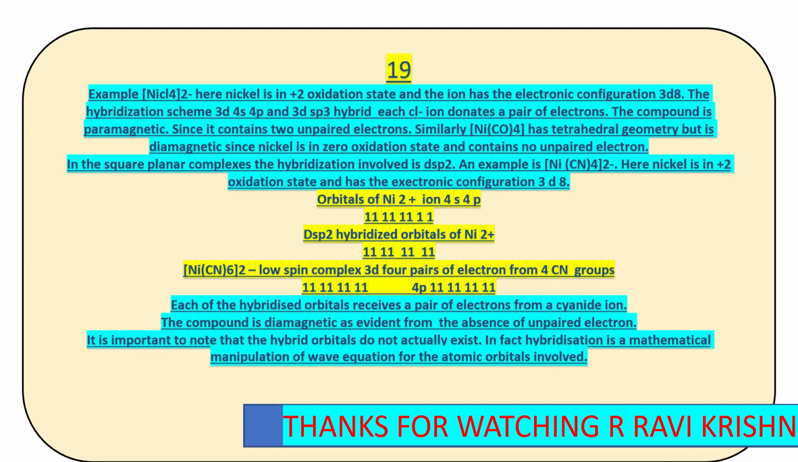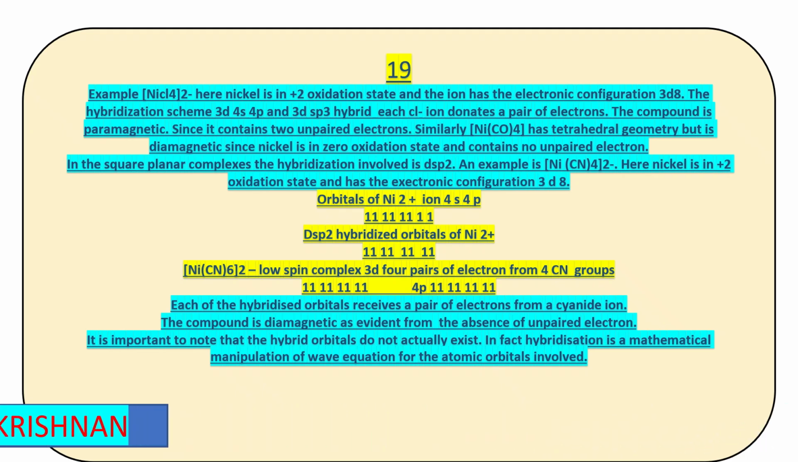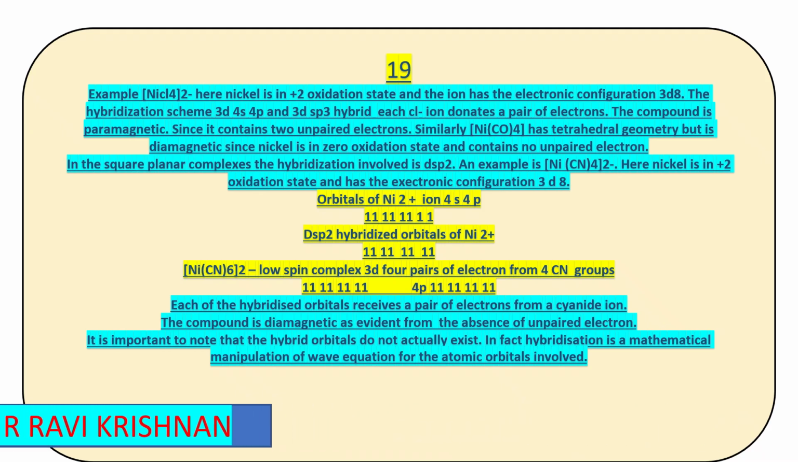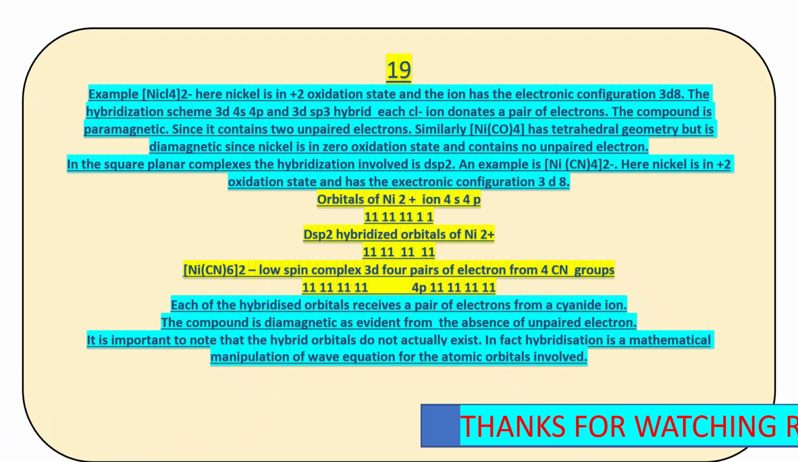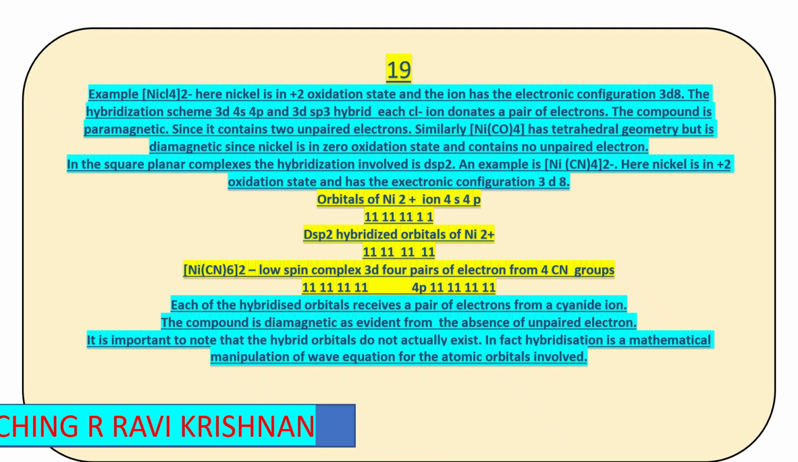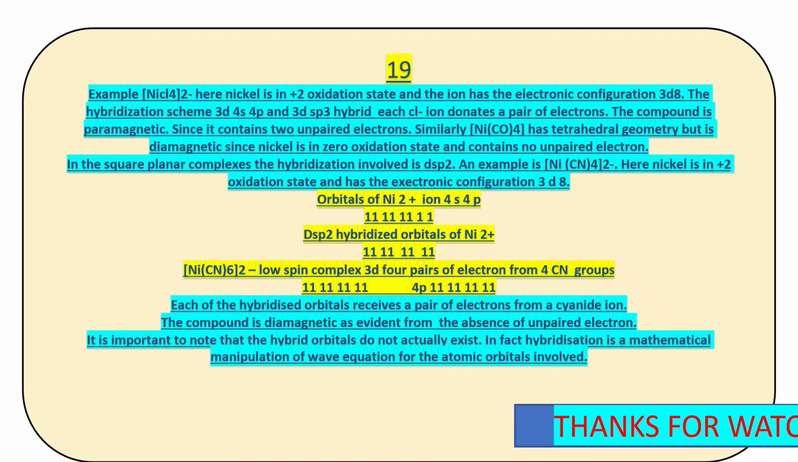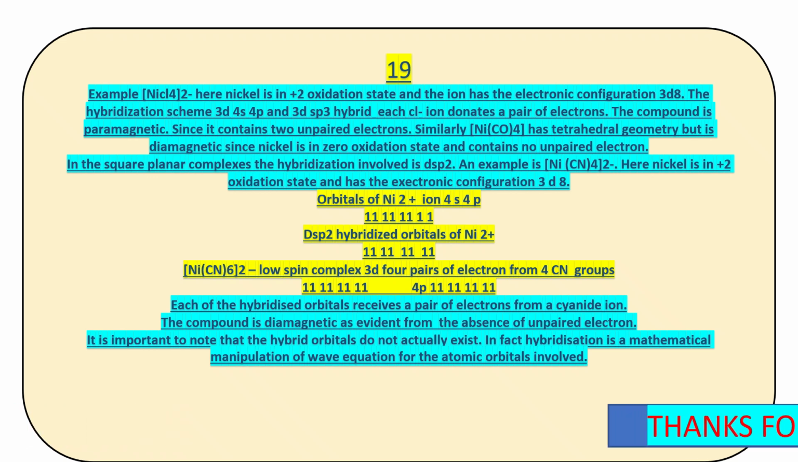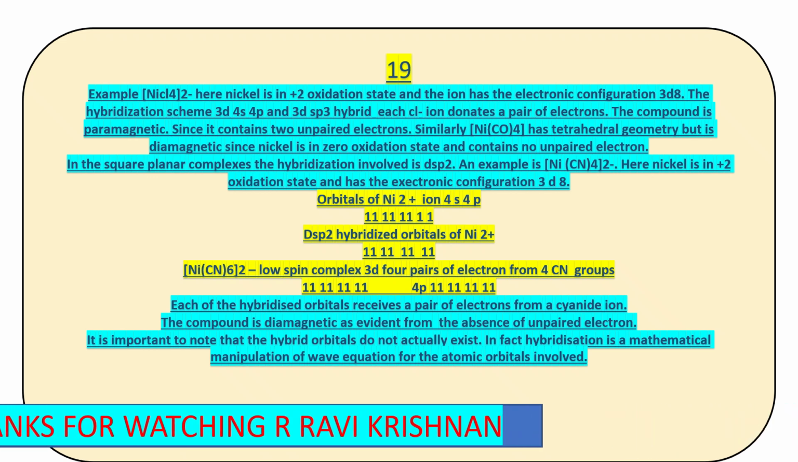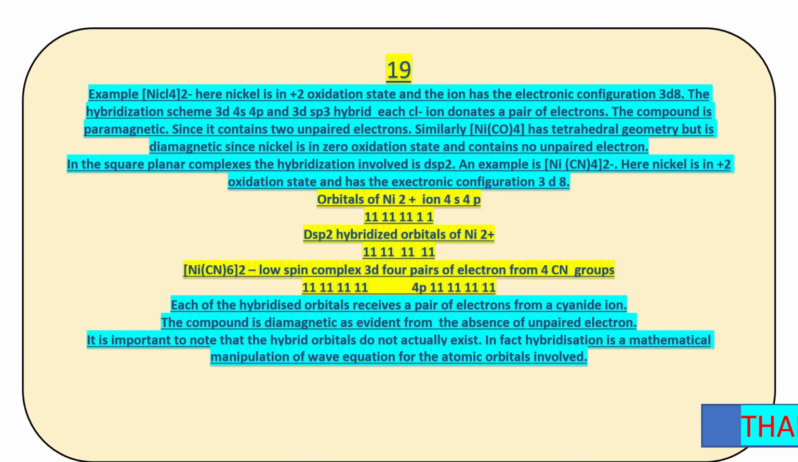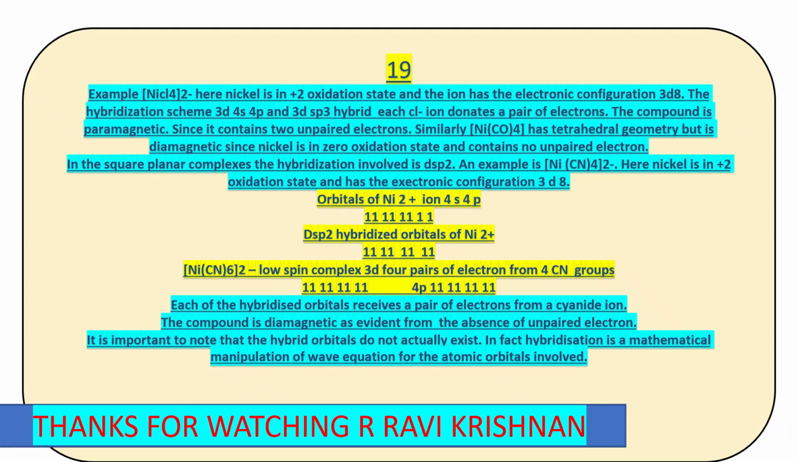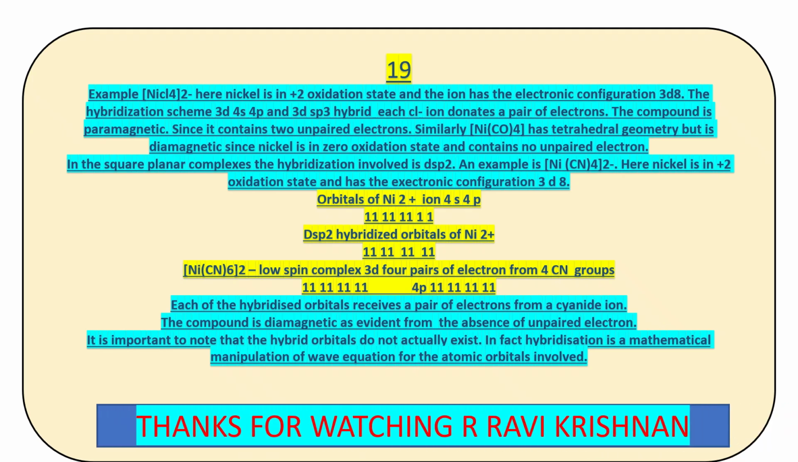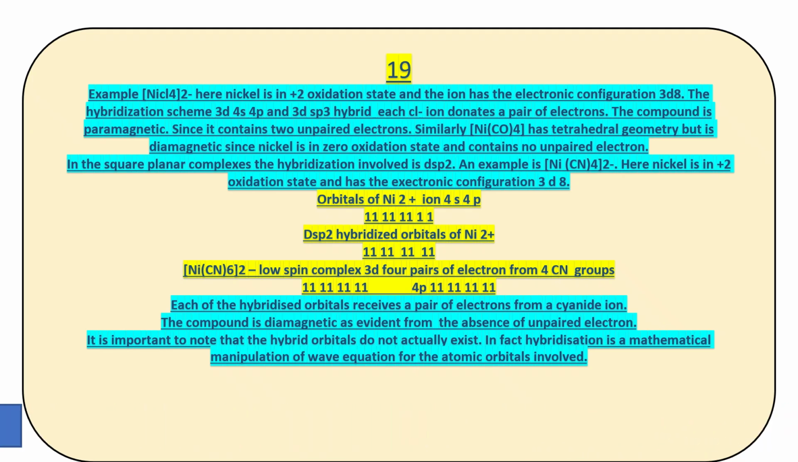Similarly, tetracarbonylnickel has a tetrahedral geometry but is diamagnetic since nickel is in the zero oxidation state and contains no unpaired electron. Hexacyanonickel(II) is a low spin complex, 3d, with pairs of electrons from the cyano groups. It is important to note that hybrid orbitals do not actually exist. In fact, hybridization is a mathematical manipulation of the wave equations for the atomic orbitals involved.